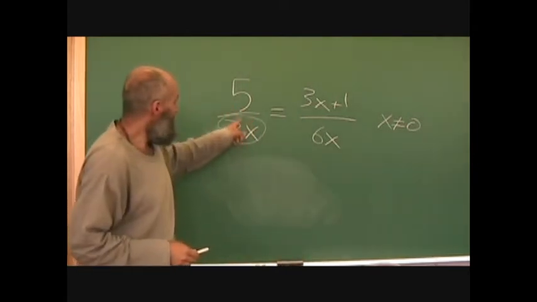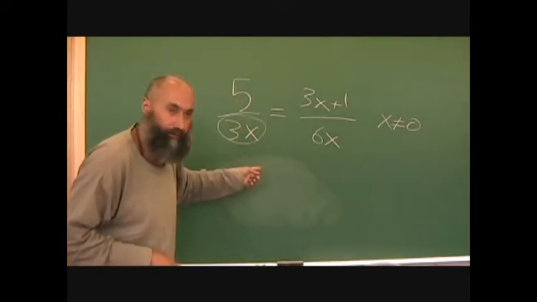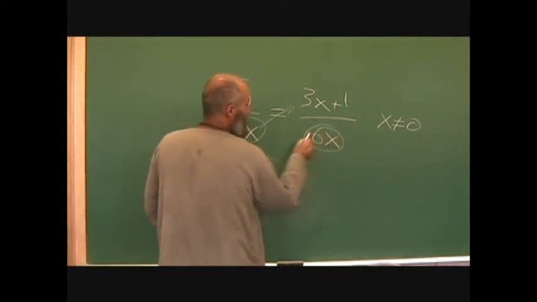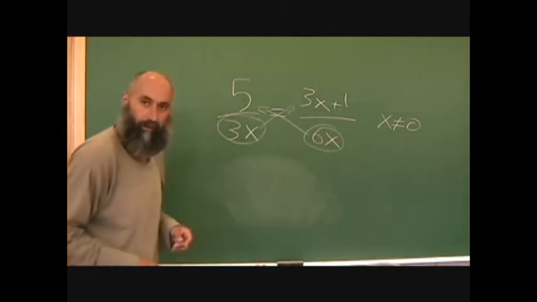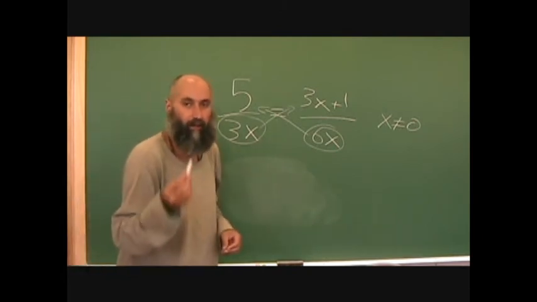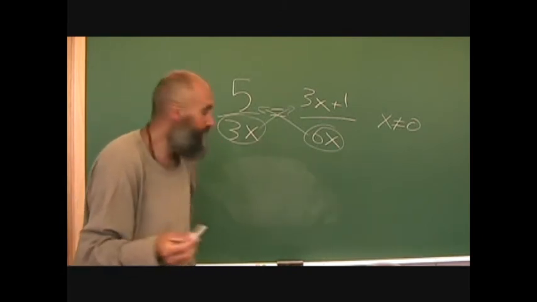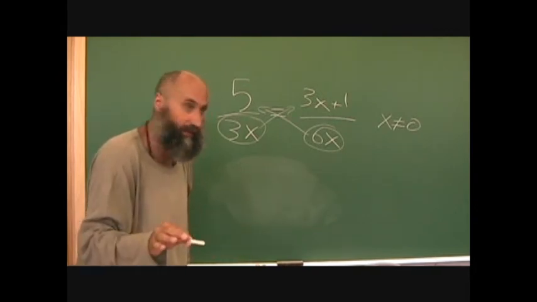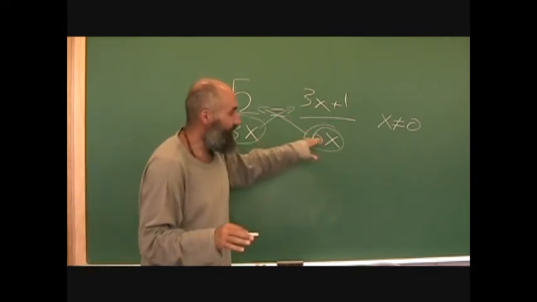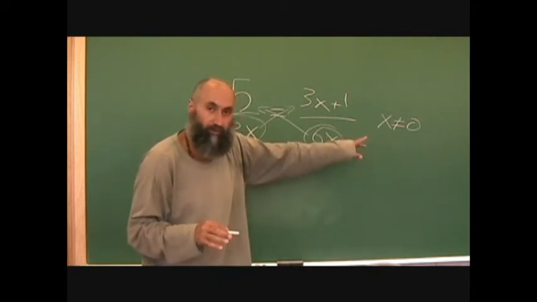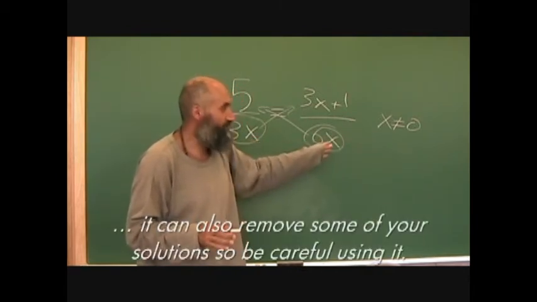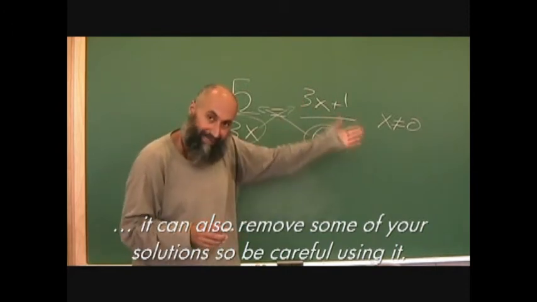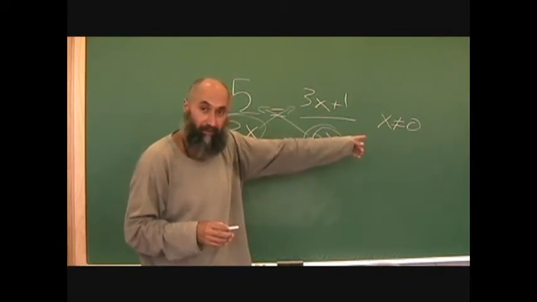So what we have here is we're trying to solve this equation, right? So what we can do is cross-multiply this guy and this guy. Now here's a property of cross-multiplication that is super handy, but you have to be super careful using it because it sometimes removes your restrictions from your work, so you might forget to list your restriction. That's why you always list it at the beginning.